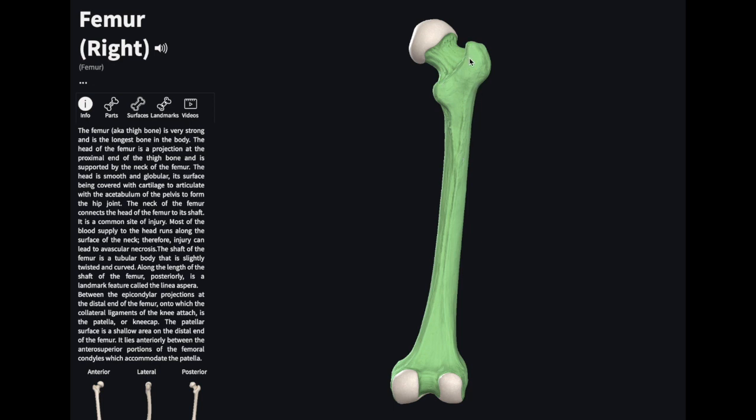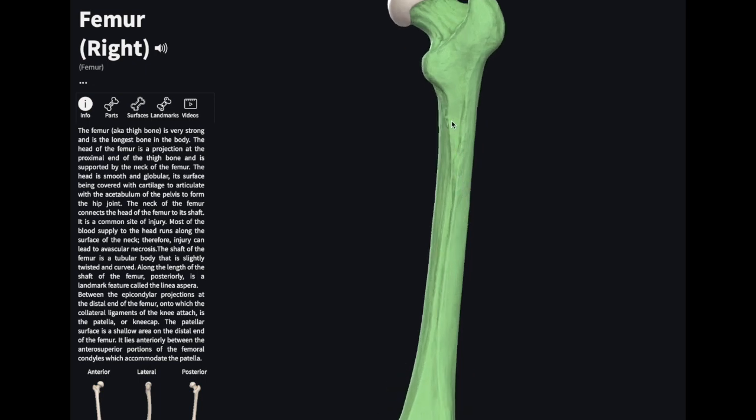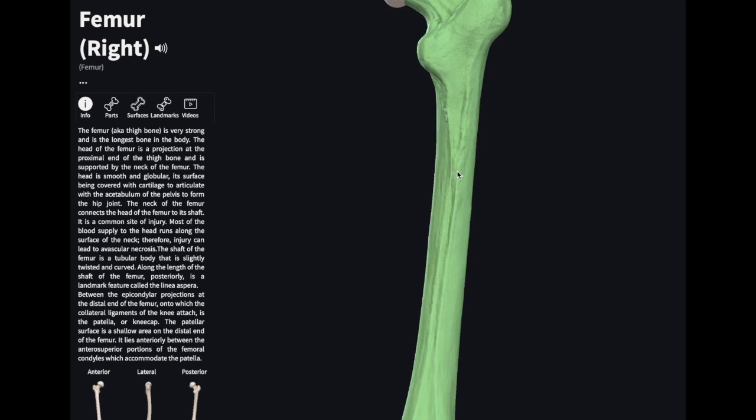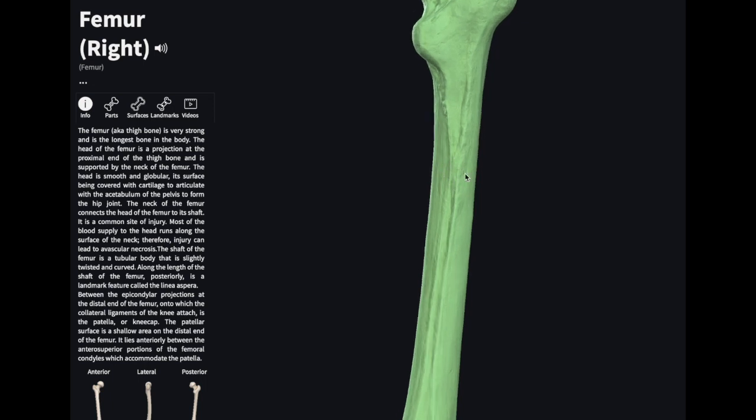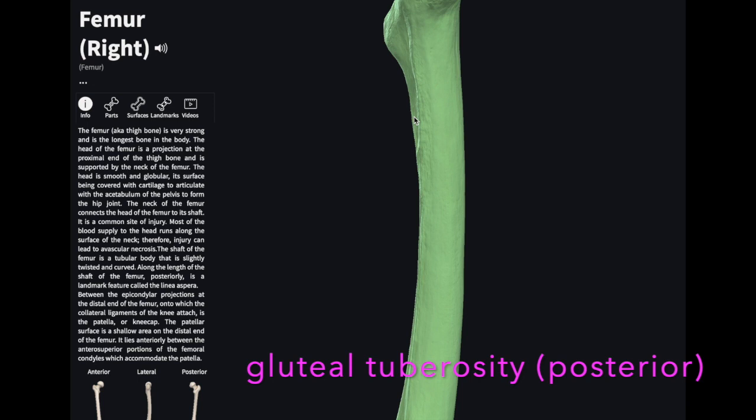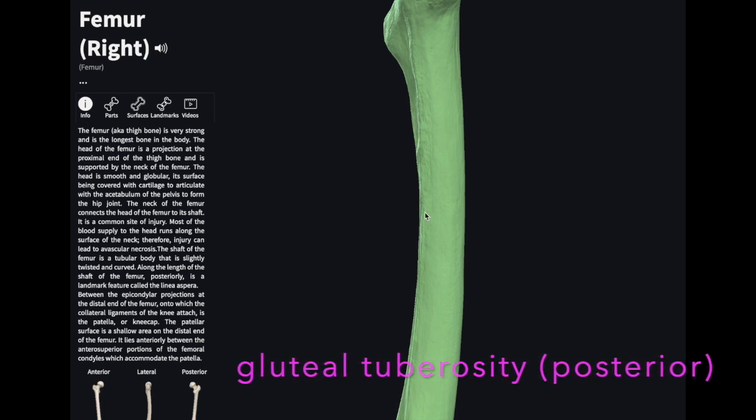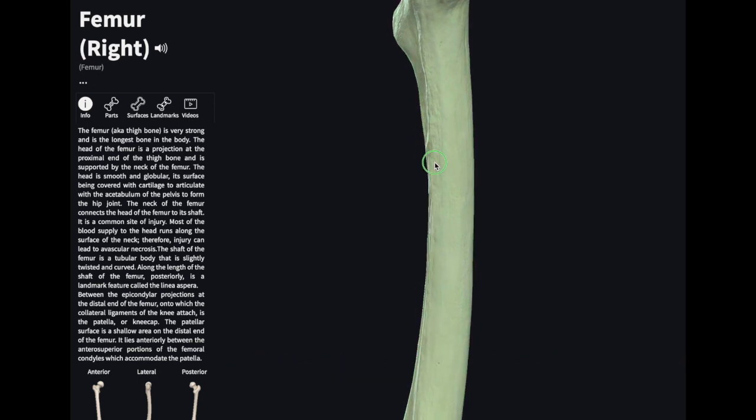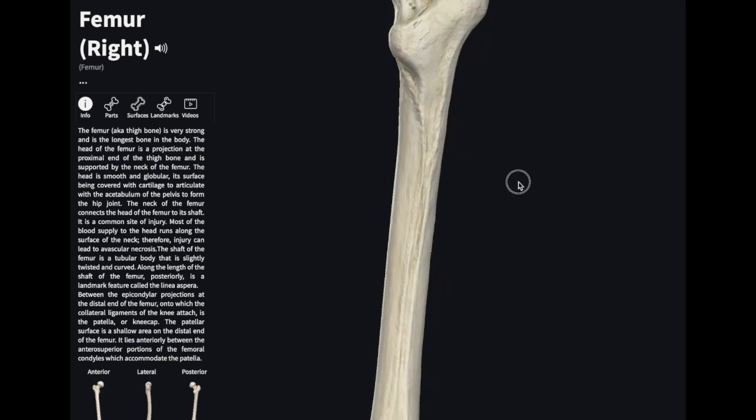Okay. If we move further down along the posterior side of the femur, you can see this line, this ridge here, and that junction of that ridge is called the gluteal tuberosity. Gluteal tuberosity. So it's a lengthened elevation here, and this is going to be the site for our gluteal muscle attachment, and this is going to allow you to lift yourself up.